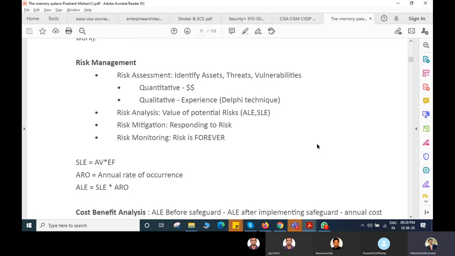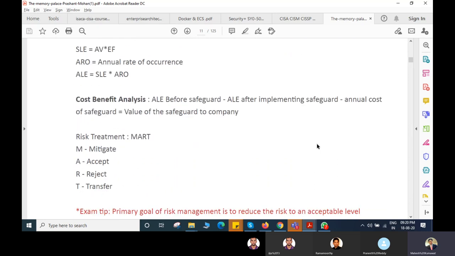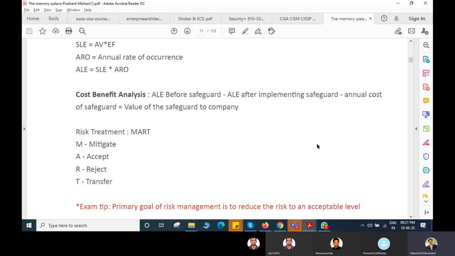You are going to use risk management, and in risk management you find different things from different aspects most of the time. In companies we have cost benefit analysis. So business impact analysis, and we also have the cost benefit analysis we are talking about here. We have ALE, annual loss expectancy before safeguarding, and ALE after implementing the safeguards, and the value of the safeguard to the company. So mitigate, how is it going to do this treatment? We have MART: mitigation, acceptance, reject, and transfer the risk. So how are you going to transfer the risk?